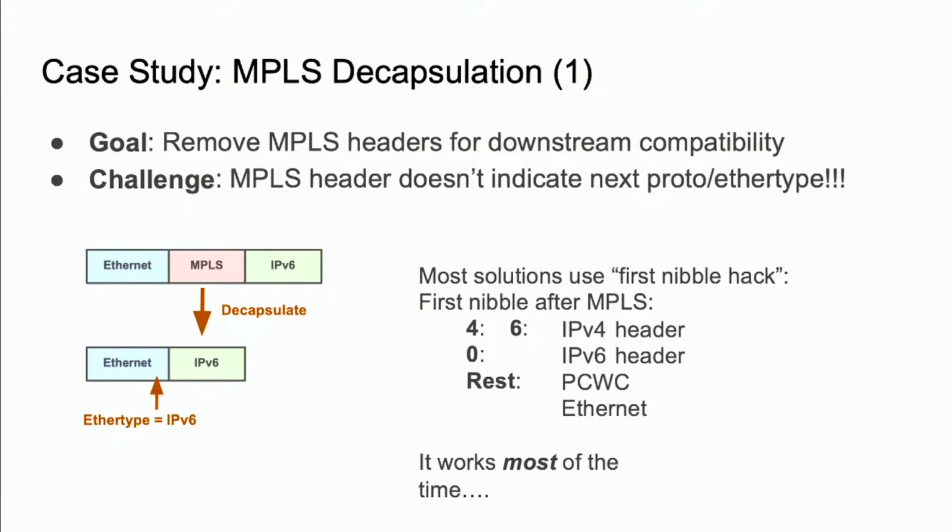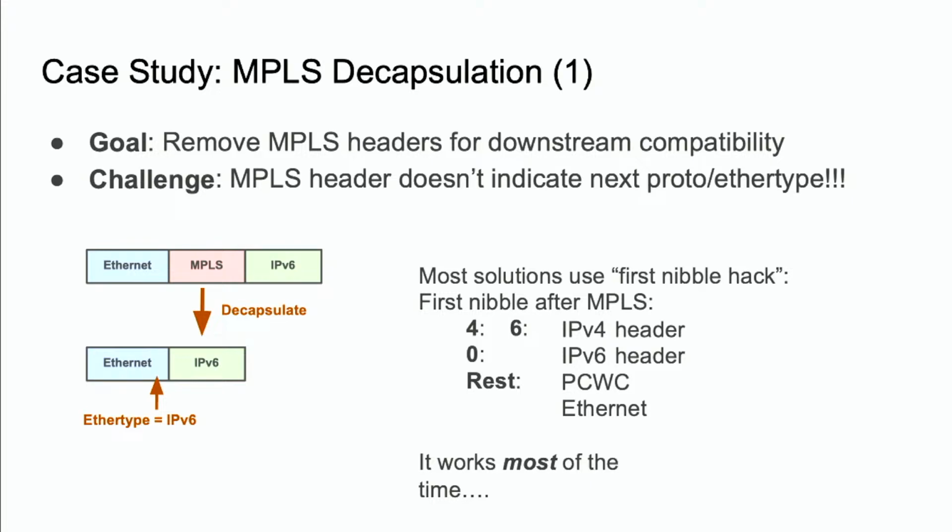Okay, so moving on to 2 case studies, use cases we had. The first one is MPLS decapsulation. MPLS is a packet routing header that sits between layer 2 and layer 3. What makes MPLS special for us is the fact that it doesn't show you what the next header type is. Unlike IP or Ethertype, you don't know what the next type of header is. It could be IPv4, IPv6, it could be Ethernet.